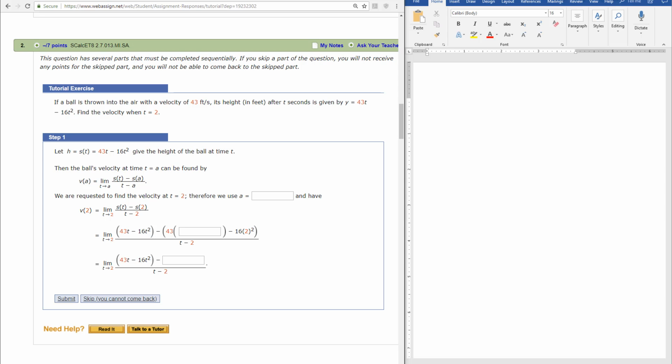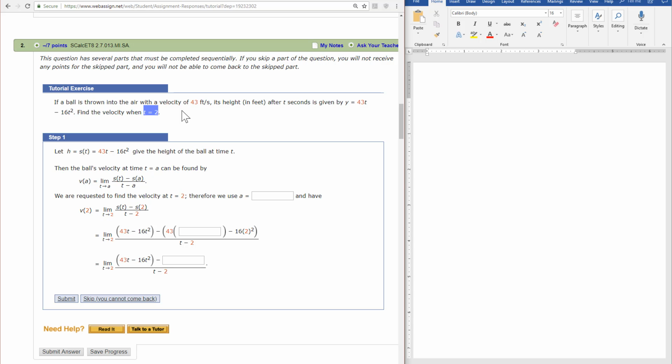Let's do a problem from your lab assignment, section 2.7. If a ball is thrown into the air with an initial velocity of 43 feet per second, and its height in feet after t seconds is given by y equals 43t minus 16t squared, then they want us to find the velocity at t equals 2.